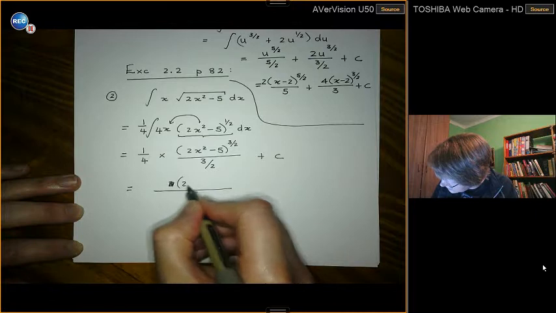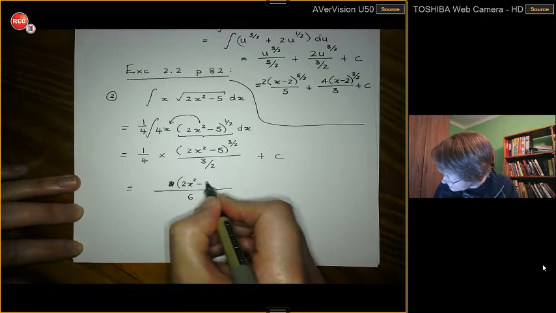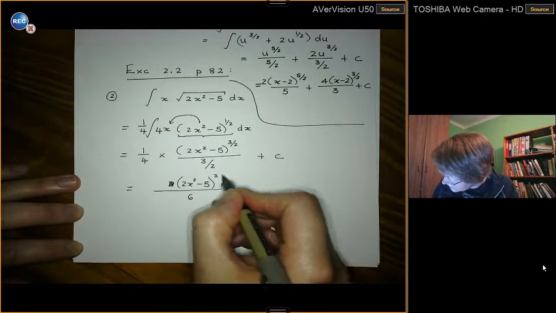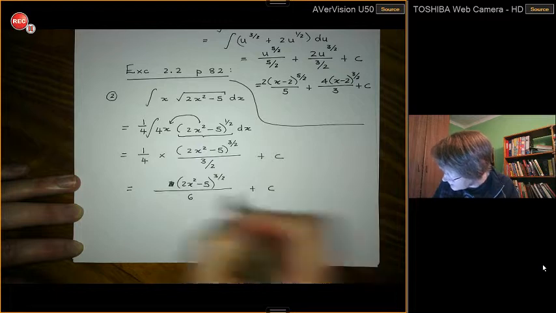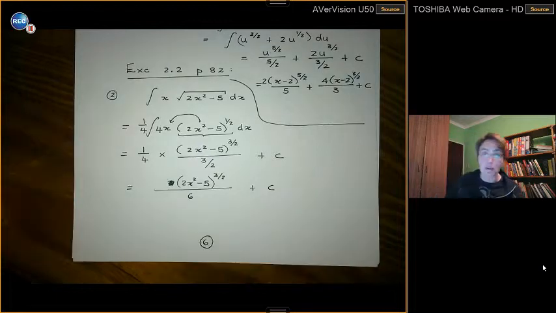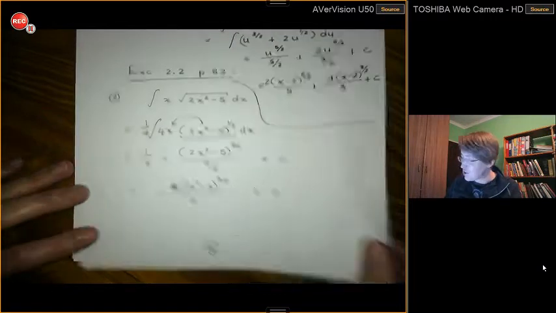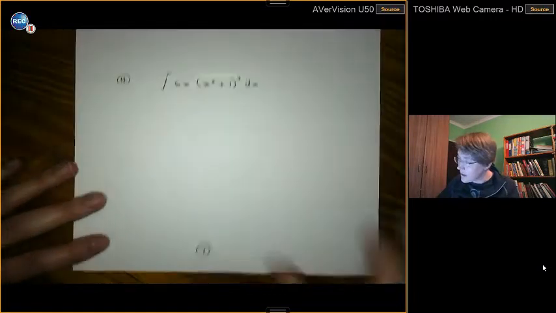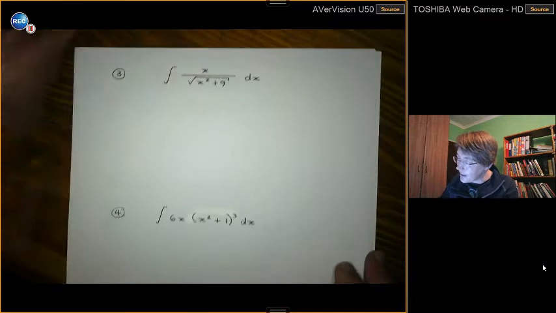So that's going to be 2x squared minus 5 to the power of 3 over 2, over 6, plus c. So that's going to be cleaning up the coefficients. And maybe in an exam especially, just use your calculator to clean up those coefficients. Okay, some more examples.